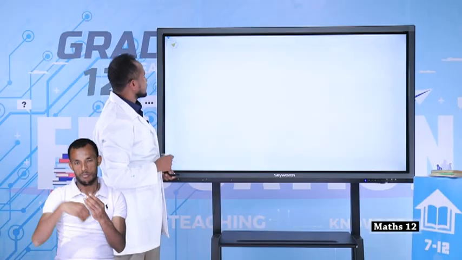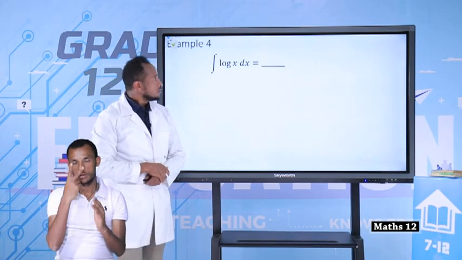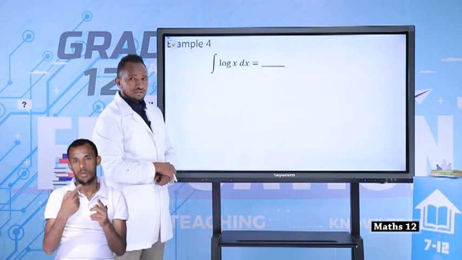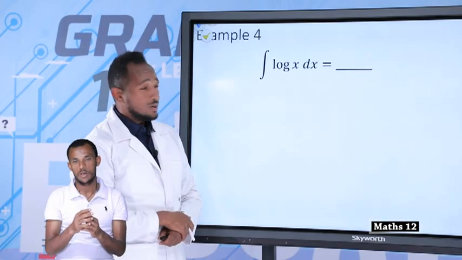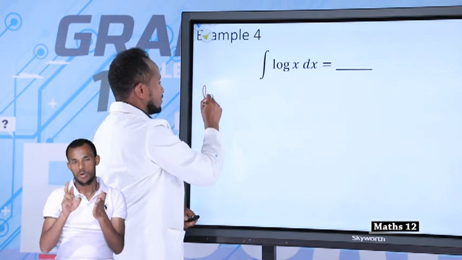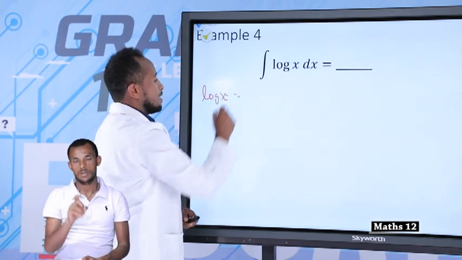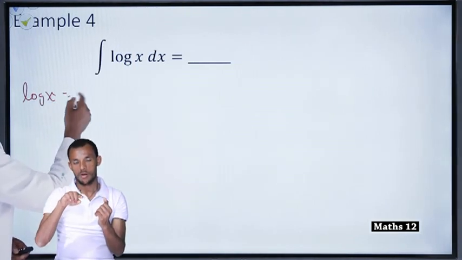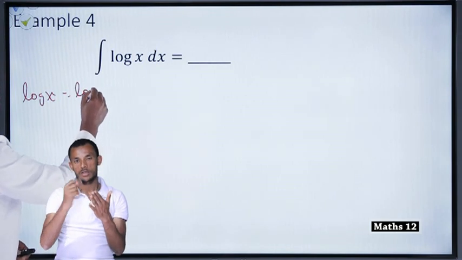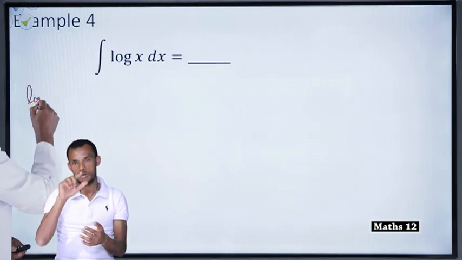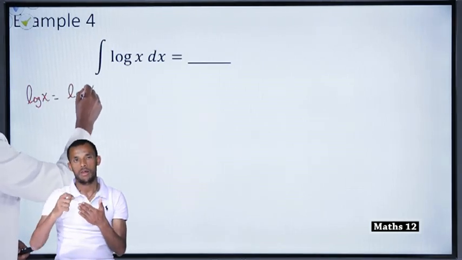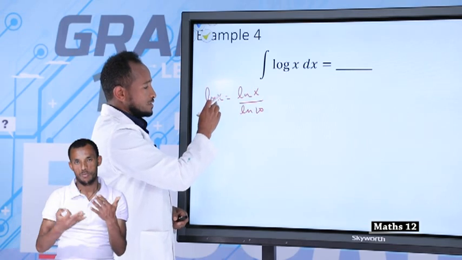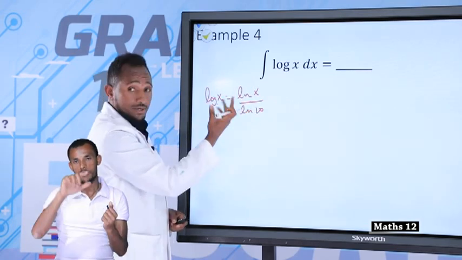Now, let's add more examples. Let's see this one: the integration of the logarithm of x dx. To integrate this, let's use the logarithm rule. The logarithm of x, a common logarithm where the base is 10, can be written as ln x over ln of 10. I can write this in this form just by giving the same base, that is the logarithm of x to the base e over the logarithm of 10 to the base e.